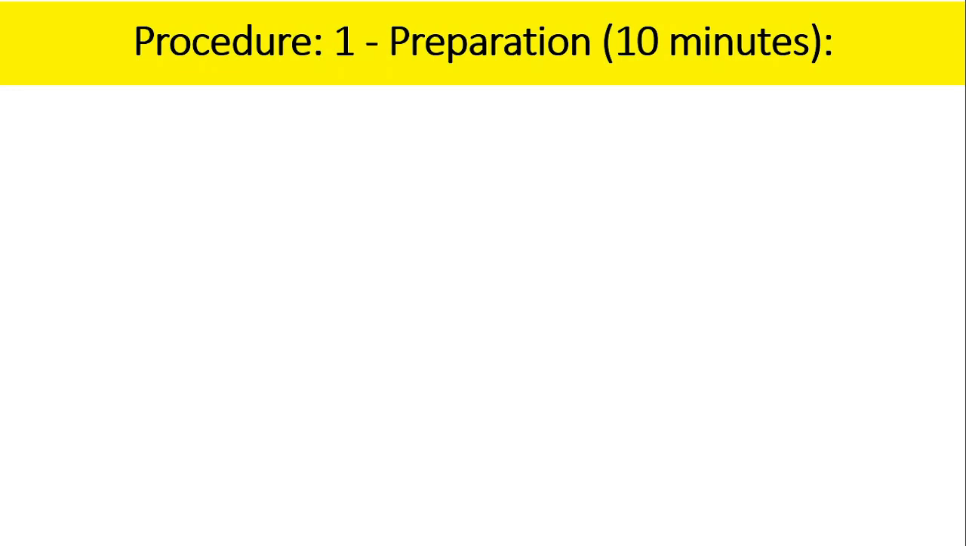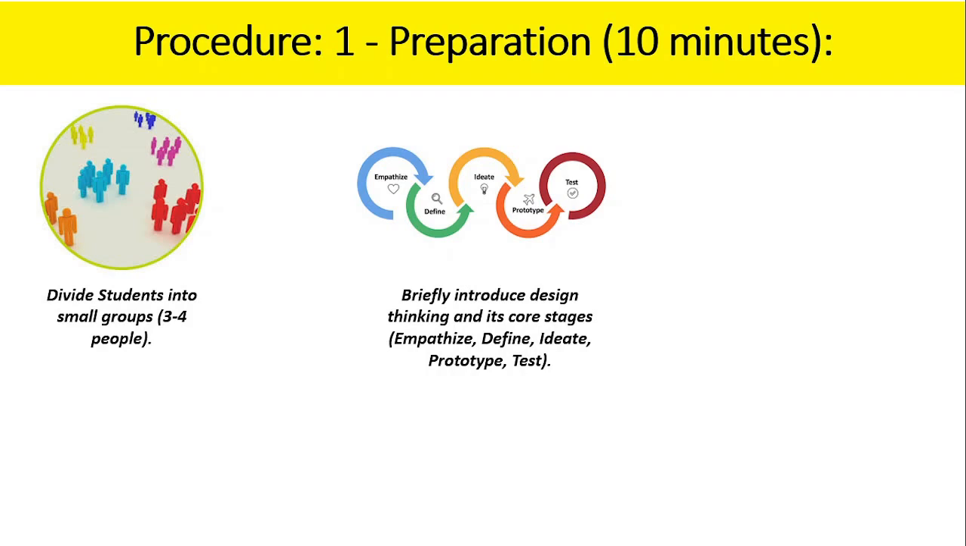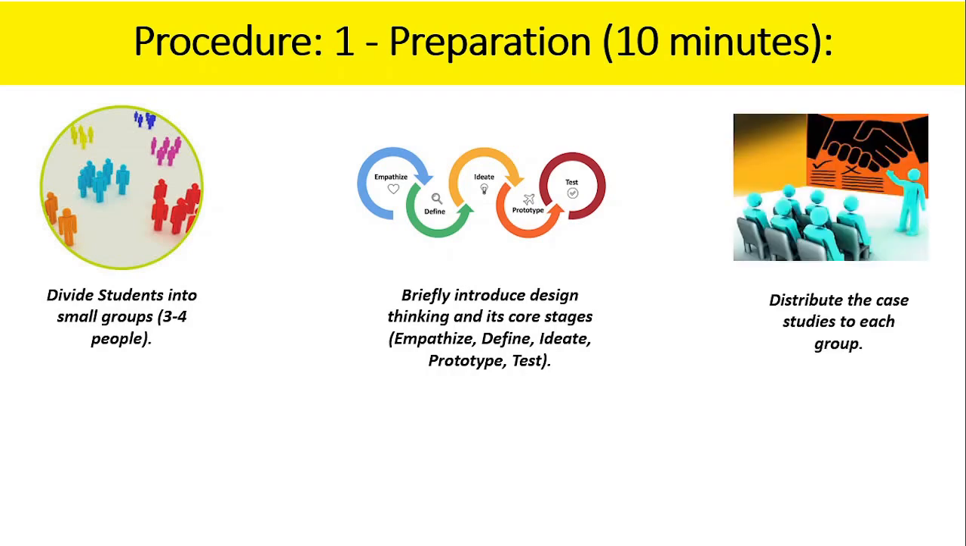Then how do I prepare? You may give the 10 minutes to the students because it is activity based learning. So as a faculty member, you give the 10 minutes to the students. In the 10 minutes, you may divide the students into the smaller groups. The group may consist of 3 to 4 people. Briefly introduce design thinking and its core stages. Already I taught you what is empathize, what is define, what is ideate, what is prototype, what is meant by test. You briefly introduce in your classroom to the students, and then you distribute the case studies to each group.